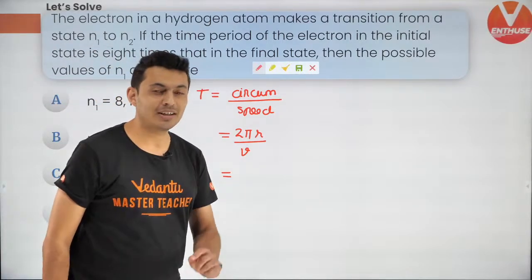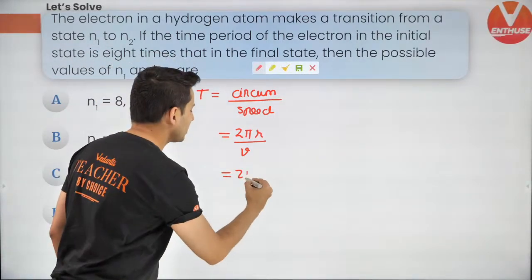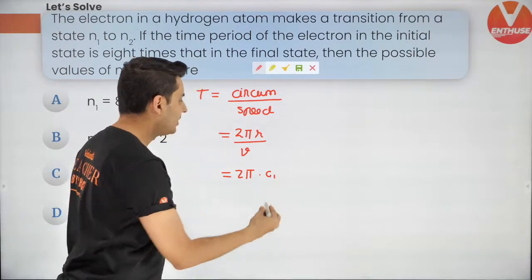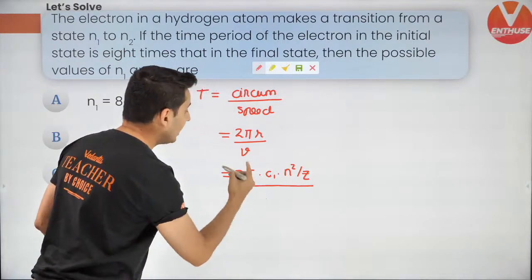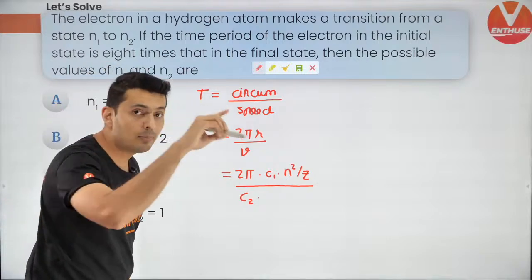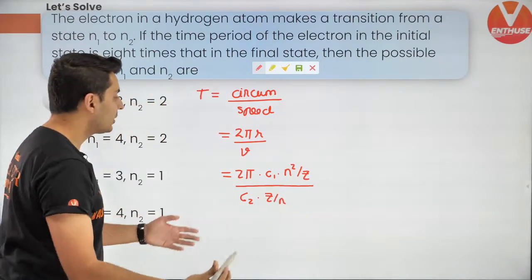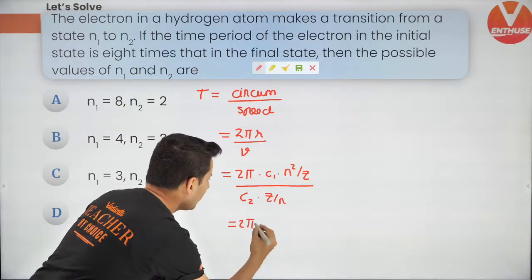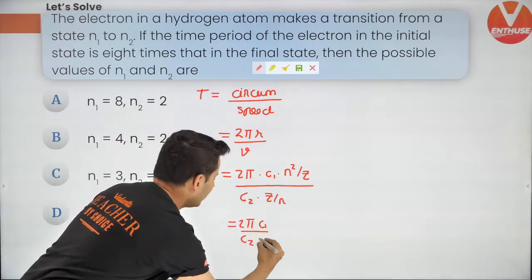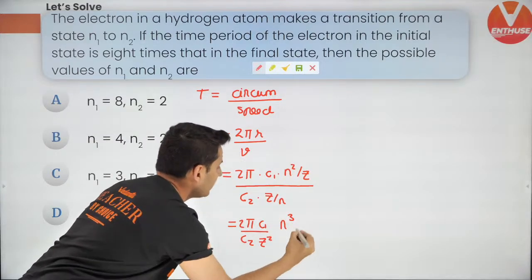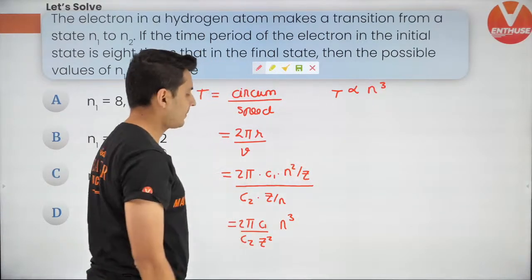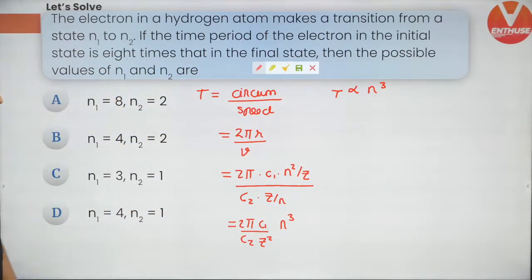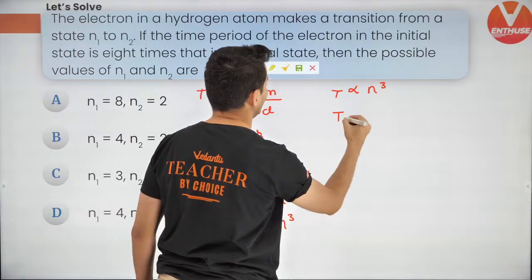Now comes the important memory part. You should know radius is proportional to, alright, so I'll put some constant, n square by z. Yes, you should remember that. And velocity is proportional to z by n. So what you are going to see? You will see 2 pi, c1 by c2. This will become z square. n will go on the top. It will become n cube. So what am I going to get? Time period is directly proportional to cube of n. Yes, time period is directly proportional to cube of n. Keep this in mind. Now, once you have got this, just take the ratio of the time periods.